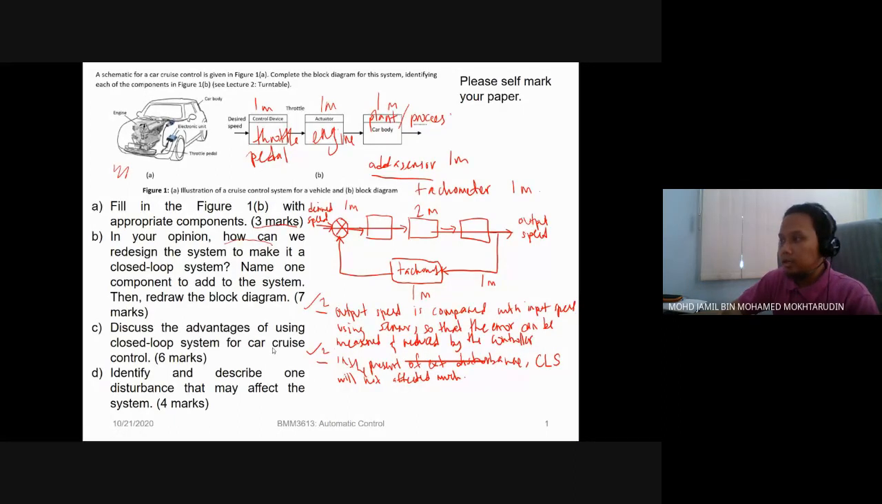And then lastly, maybe you can say that the closed loop system does not require any recalibration. But in open loop, you need to recalibrate every time, so that the speed is within the limit that you want. But for closed loop system, you don't need to calibrate because the speed is always measured by the sensor. So you can say no recalibration needed.